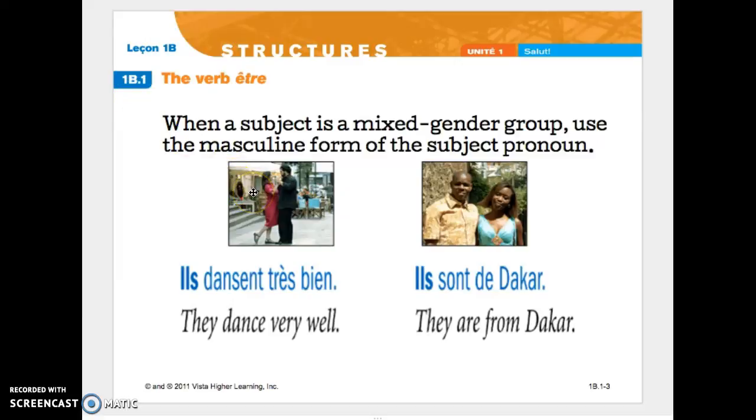This picture shows a girl and a guy dancing together, and by default in French, you use the masculine form. So, ils dansent très bien, you would not use elles. In this picture, you also have a guy and a girl, and in the sentence saying they are from Dakar, you've used ils because it's a mixed gender group.